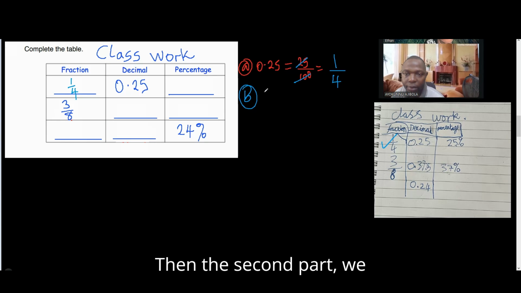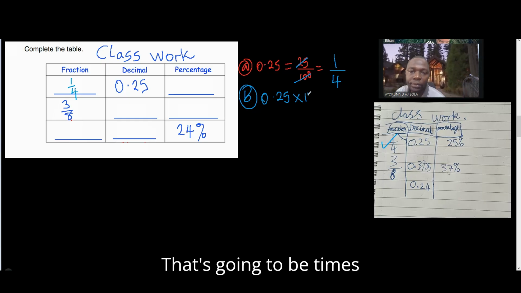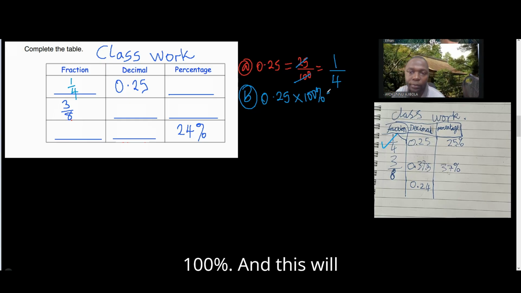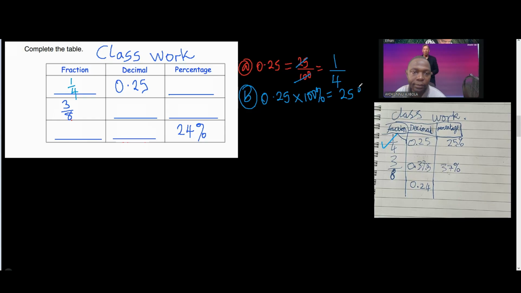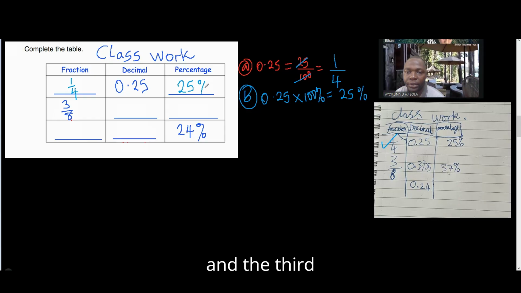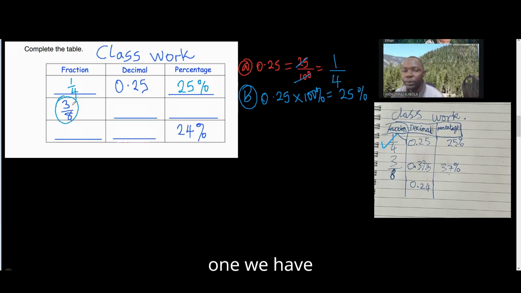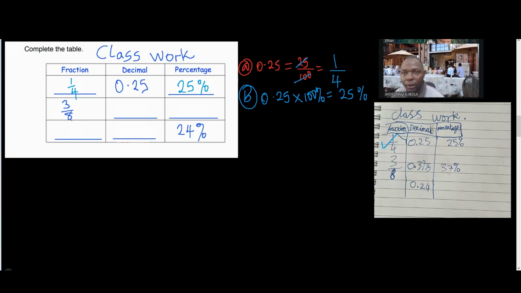Then the second part, we are changing 0.25 to percentage. That's going to be times 100%. And this will make us shift our decimal point 2 steps. And that will be 25%. So 25%.